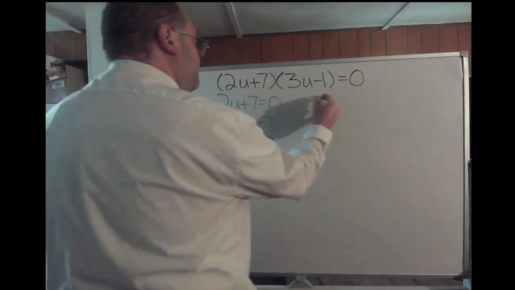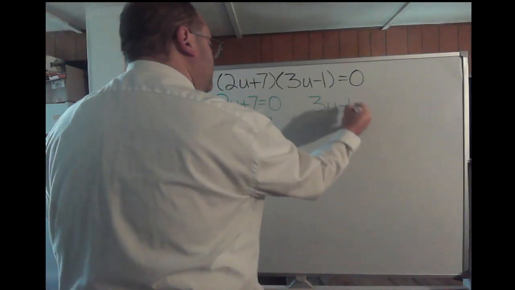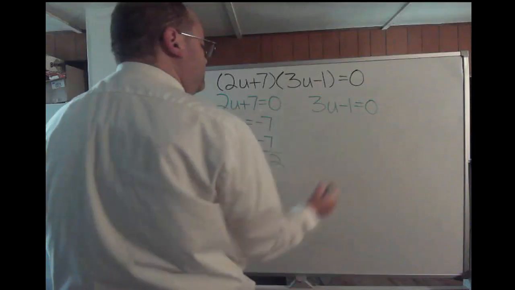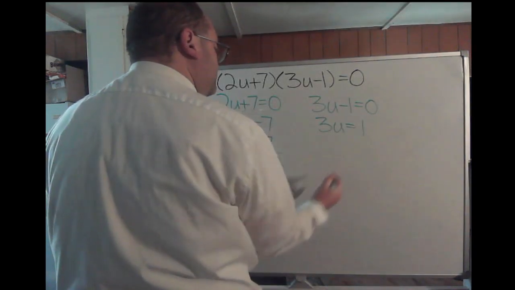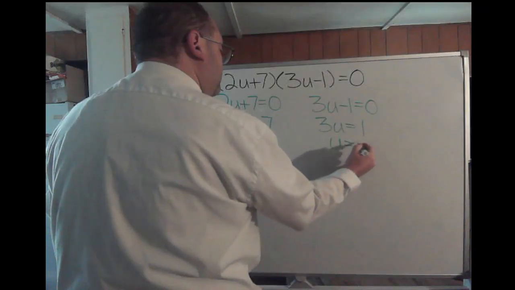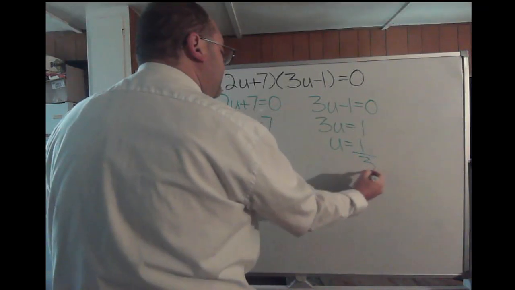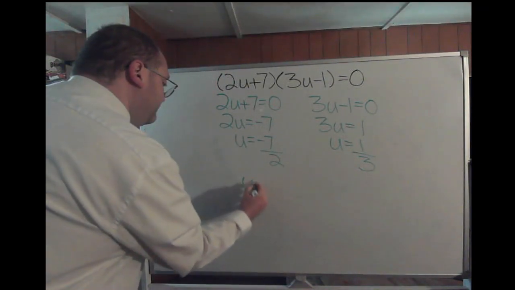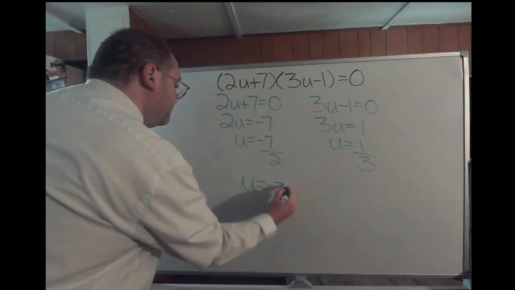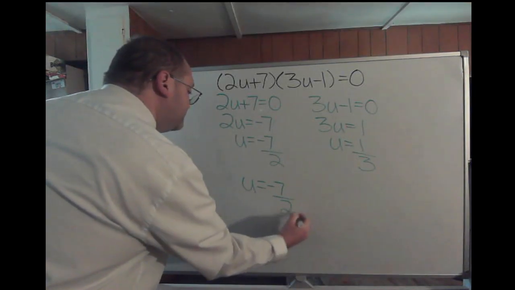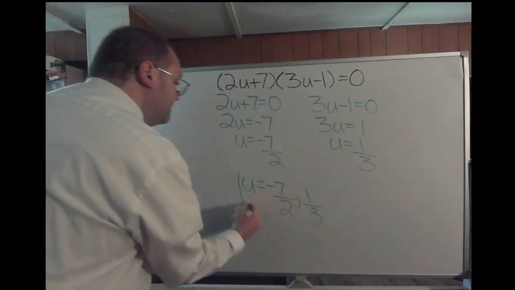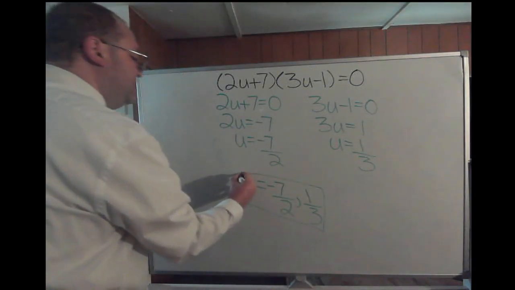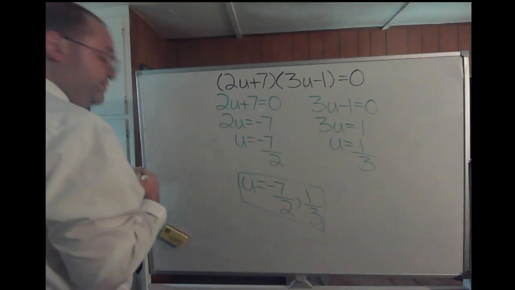Then take your 3u minus 1 separately, set that equal to 0. So 3u would equal 1, and then u would equal 1/3. So the values for u that you get that solve this equation are negative 7 halves and positive 1/3. So u equals negative 7 halves and positive 1/3.